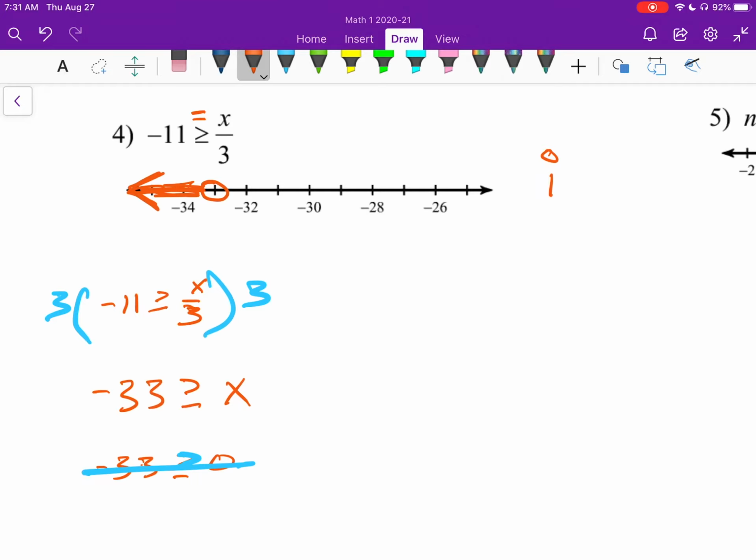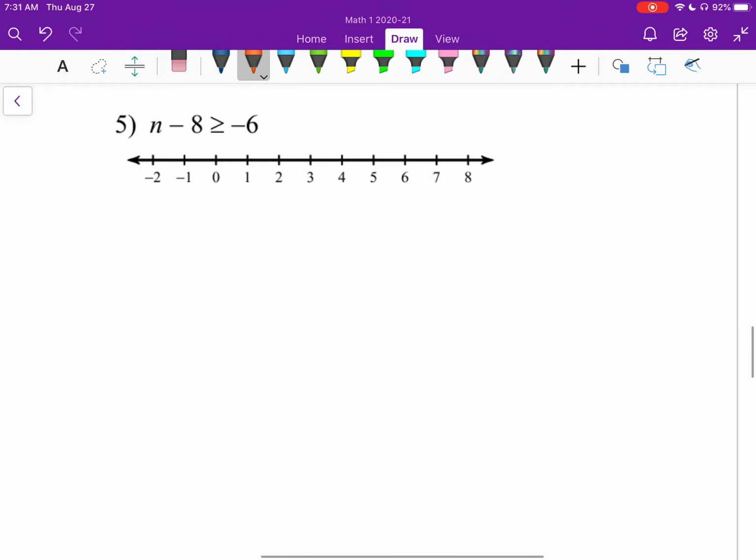Alrighty. Number 5. Now, say we have n minus 8 is greater than or equal to negative 6. Well, to get that by itself, I'm going to have to add 8 to both sides, right? So I'm going to have n is greater than or equal to, well, 8 minus 6 is 2. So now I have a dot on 2, and it's going to be a filled in dot because it's a greater than or equal to, right?